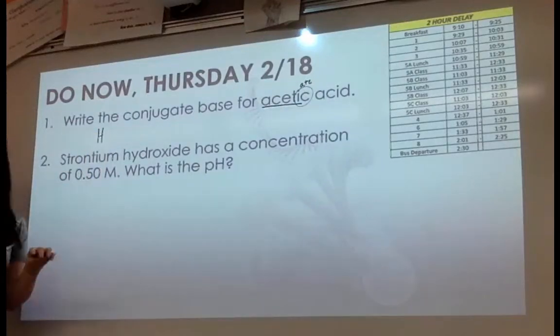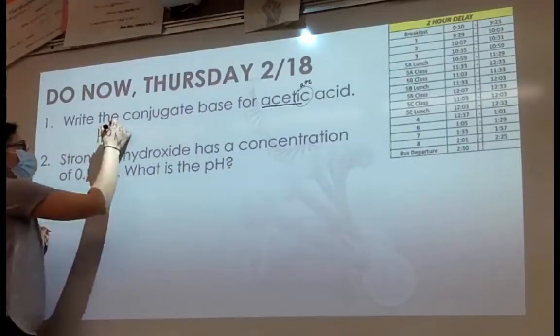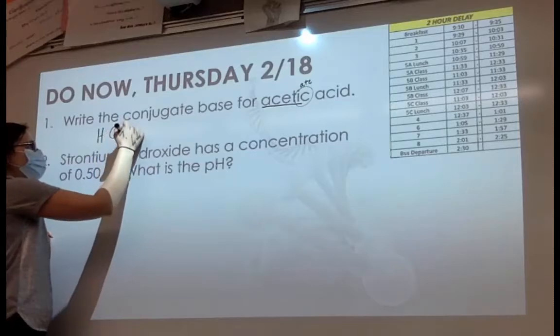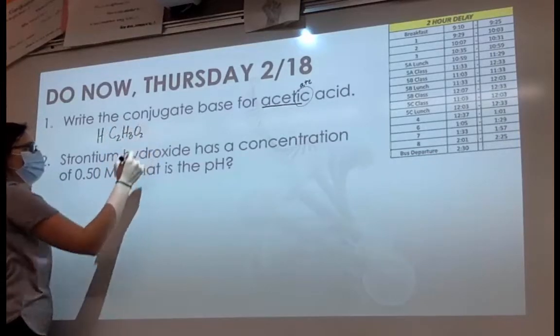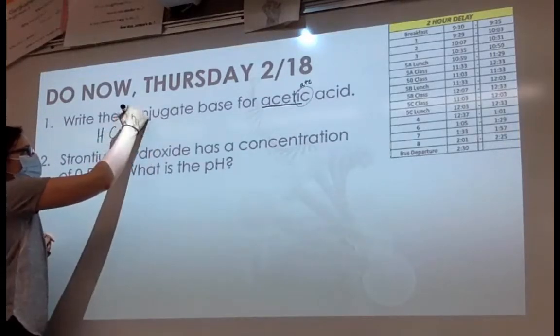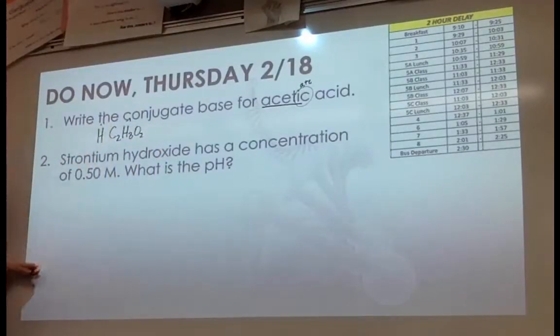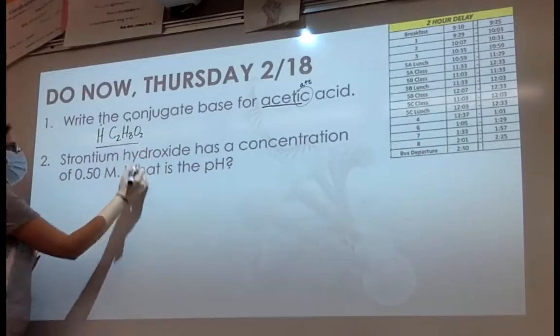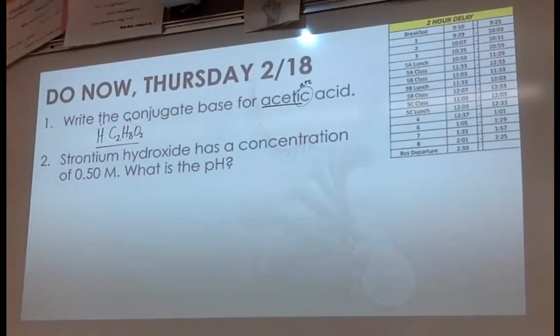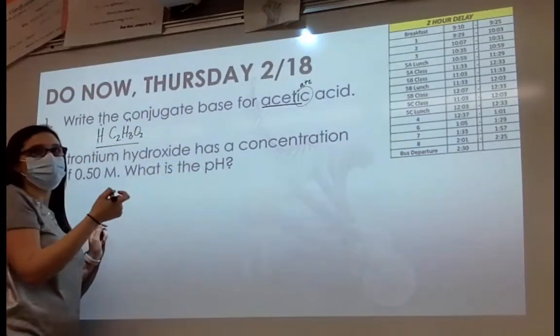You could write it two different ways. I'm going to write it in a simplified way. So acetate is C2H3O2, and it carries a -1 charge. Well, hydrogen would carry the +1 charge. So the formula for acetic acid is just HC2H3O2. Then we're looking for the conjugate base.